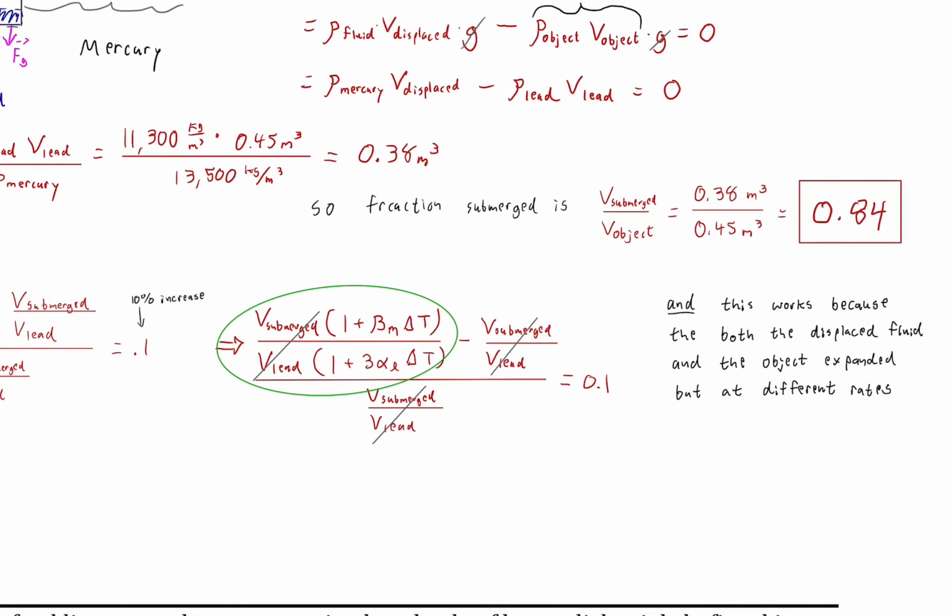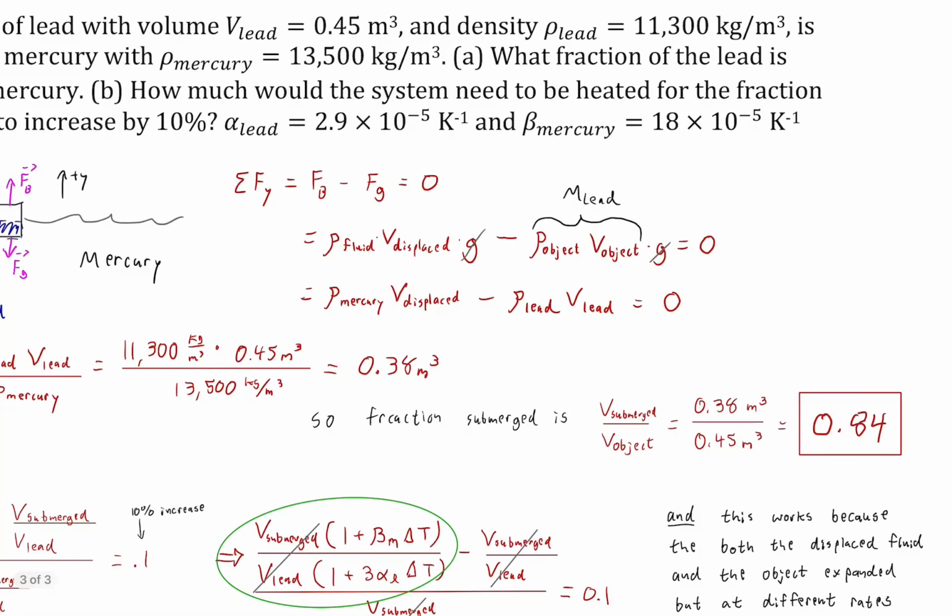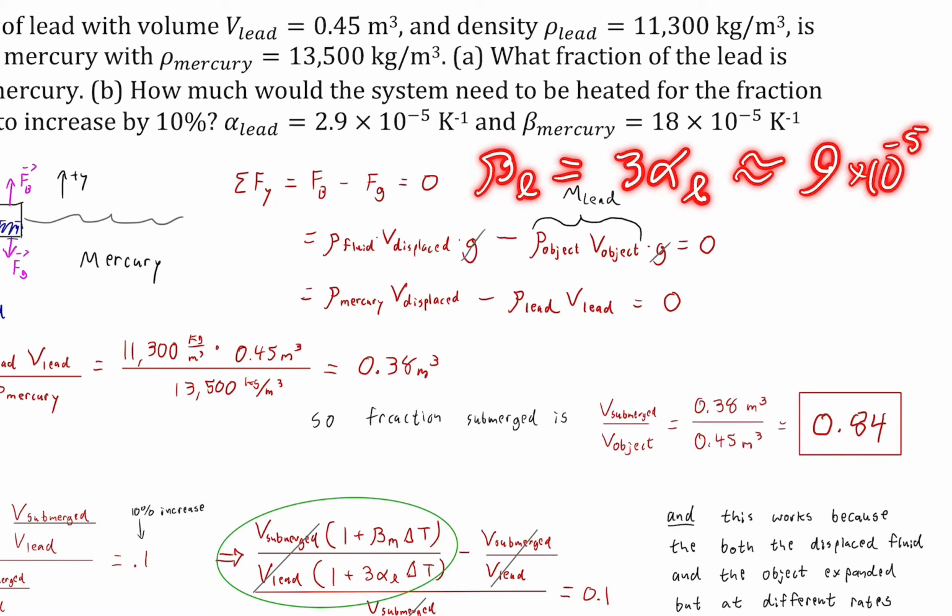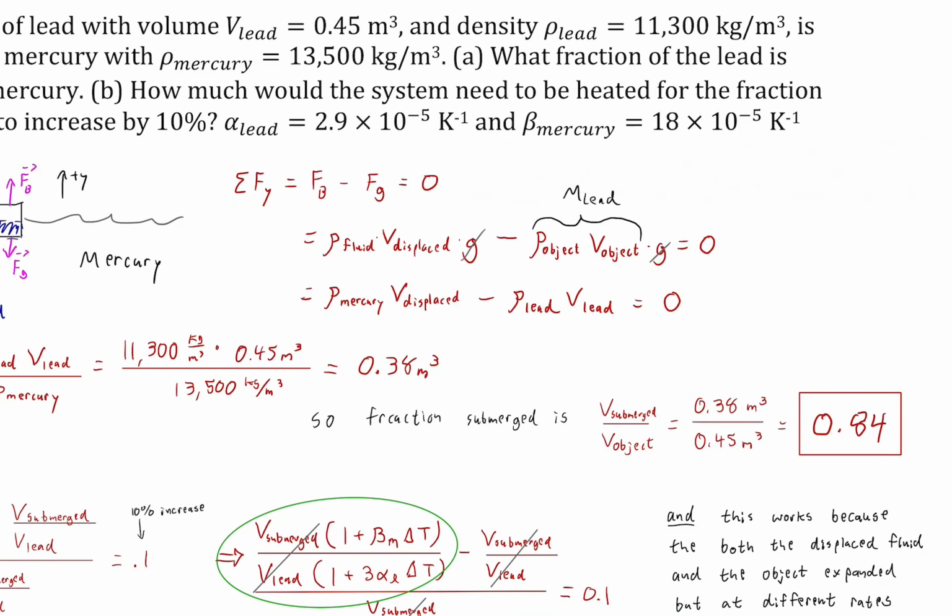And notice, I say here, this works because both the displaced fluid and the object expand, but at different rates. Furthermore, the reason we could even ask this question, ask for an increase, is because which one expands faster? The mercury, right? Because even once I multiply alpha by 3 to get beta of lead, it's still only about 9 times 10 to the negative 5 inverse Kelvin, and that's in comparison to mercury, which is 18.